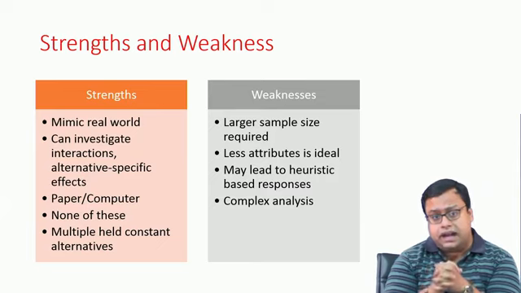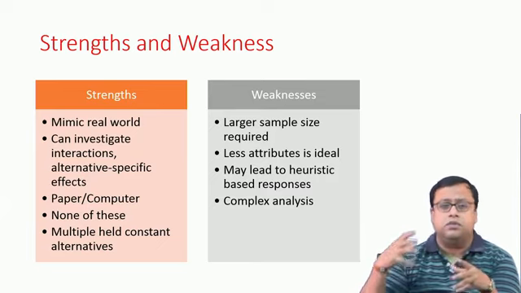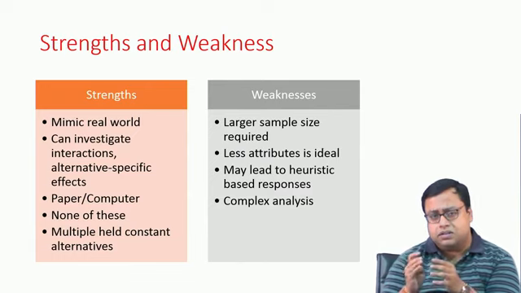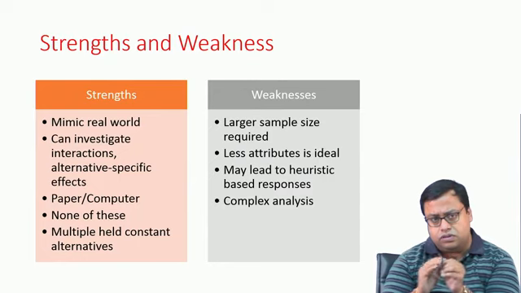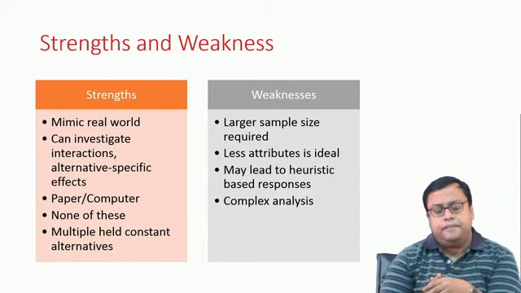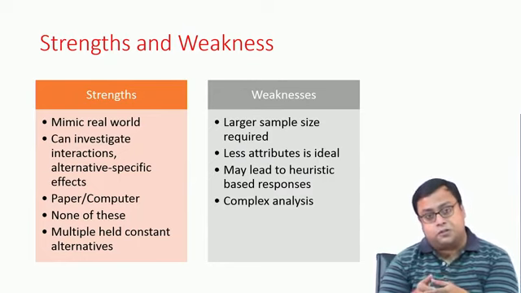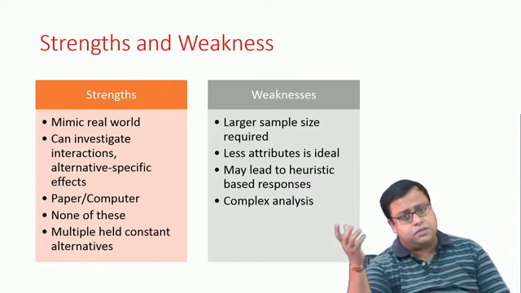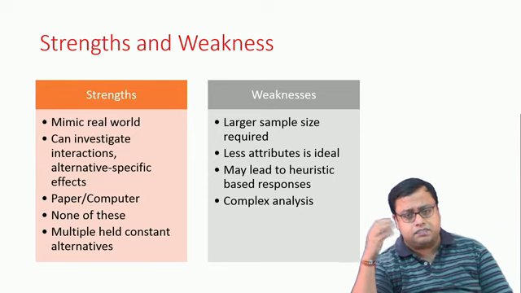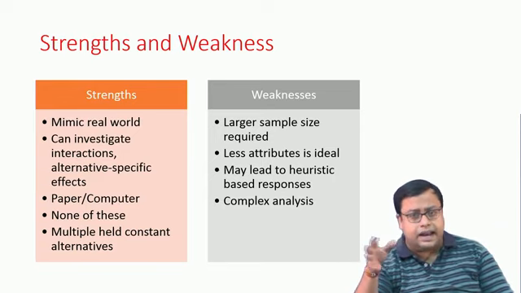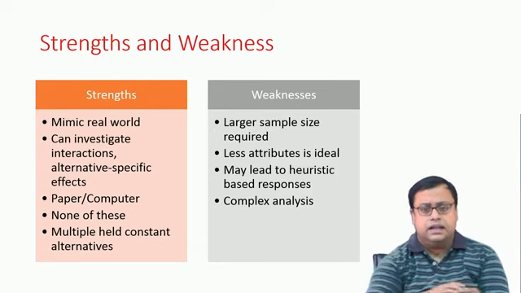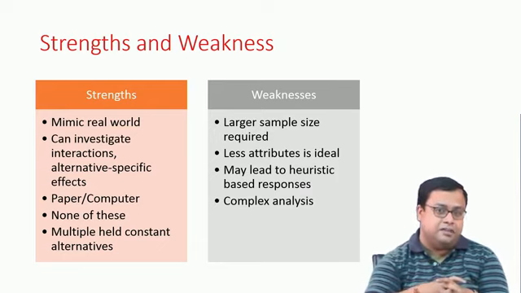Fewer attributes is ideal. The more attributes there are, the more people start using heuristic methods. So, fewer attributes is ideal, but attribute levels can be strong, and then it may lead to heuristic based responses. If it is a very complex task you have given, then sometimes people respond heuristically, meaning they do not analyze it properly, they take shortcuts. So, that can be one weakness, and the analysis method is a little bit complex.